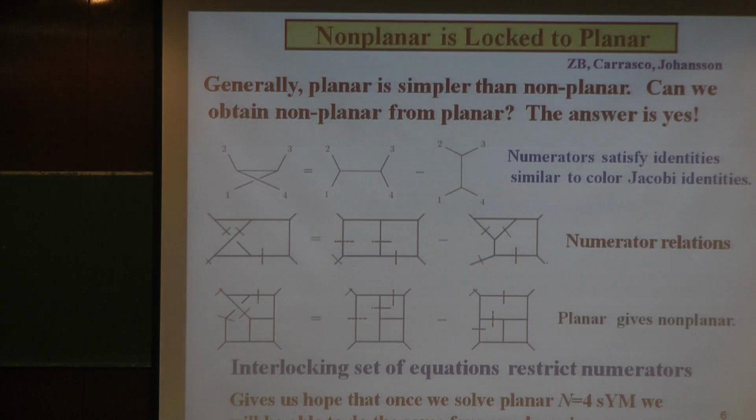Yeah? So are these things exactly equal? So everything that's in there, the equal refers to the numerator, not the Feynman propagators. Okay? It's only on the numerators. It's also equal on the color factors.